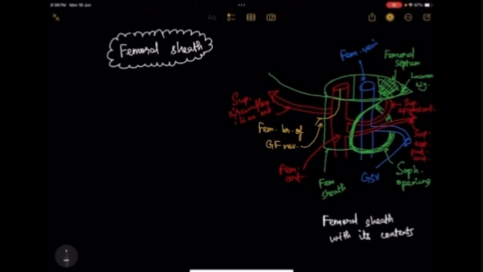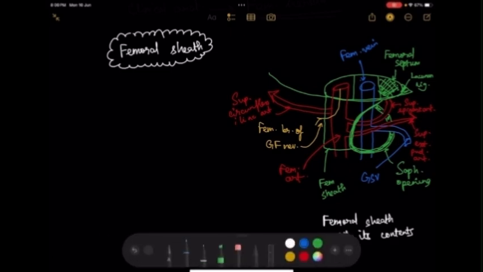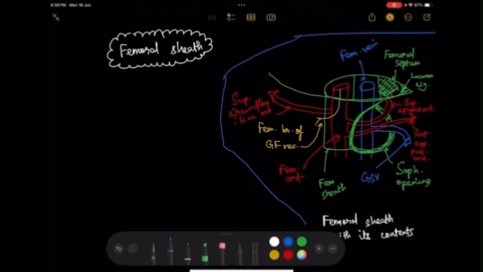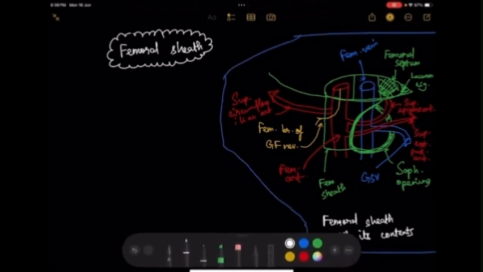So this is the diagram, just have a look at it. I've already drawn the diagram for you guys. Let me just separate it. Yes, nice. So let us get to it.